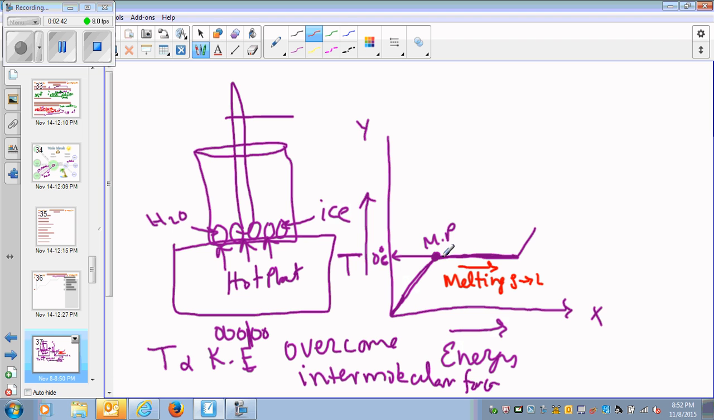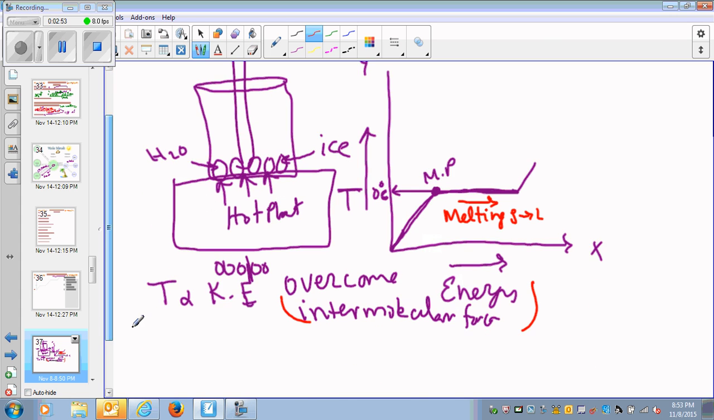So as long as that melting is happening, the temperature will not change because all of the heat is being used to overcome intermolecular forces. Right, we call it IMF. This question is going to be on your test. So make sure you understand the word intermolecular forces.